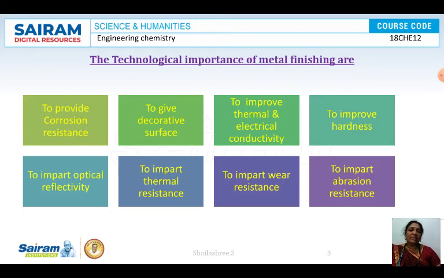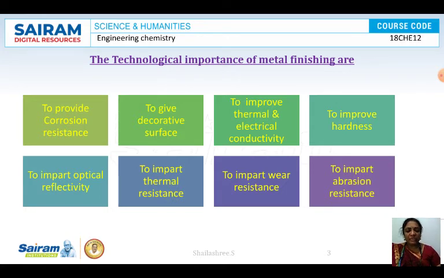We are carrying out metal finishing because a single metal cannot have all these properties. So to improve the surface properties of the metal, metal finishing is carried out. So this is about the technological importance of metal finishing. Very, very simple answer, friends. The questions asked here will be: what is metal finishing? What is the technological importance of metal finishing?